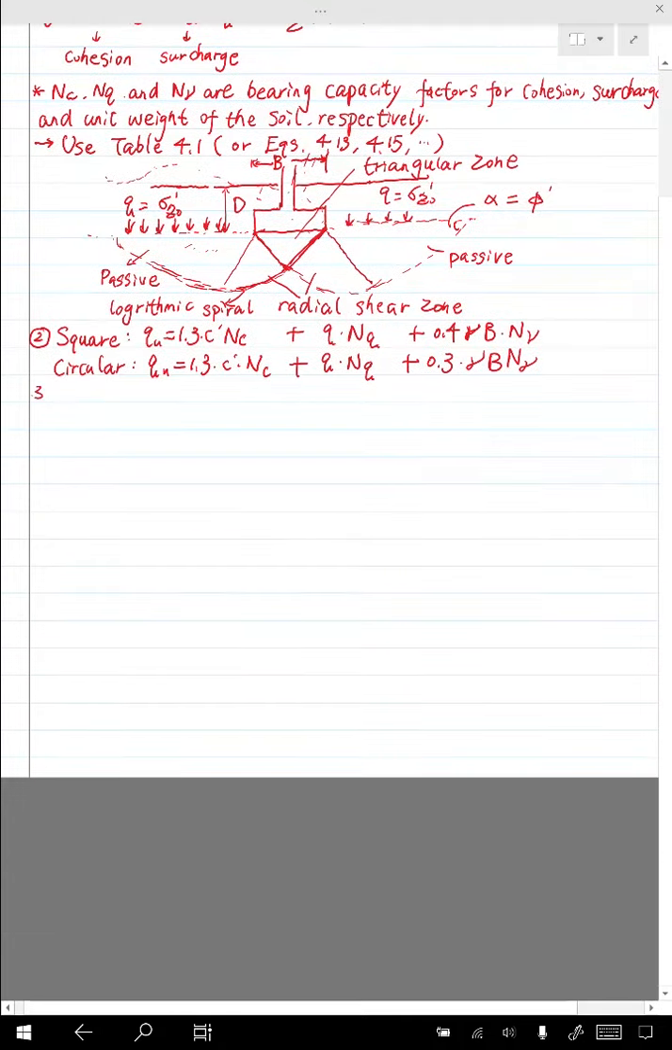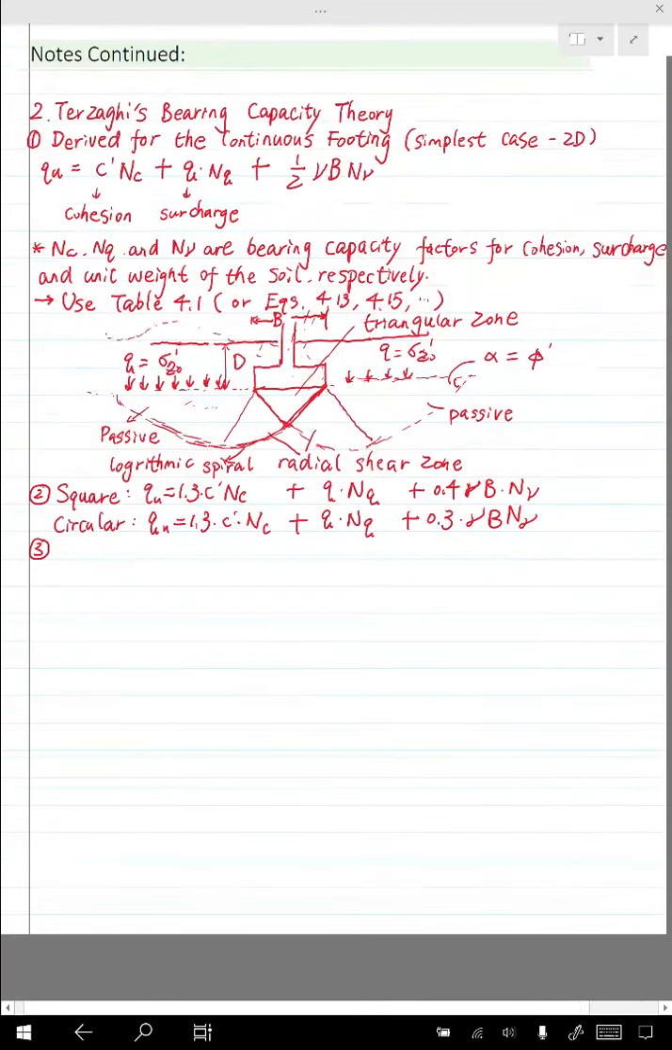And the last thing that we need to discuss: in all the above theories, we just use one gamma and one Q. And we will see that when we have the water table at different locations, these equations will be slightly changed for the calculation of Q sub U. So let's discuss groundwater conditions.